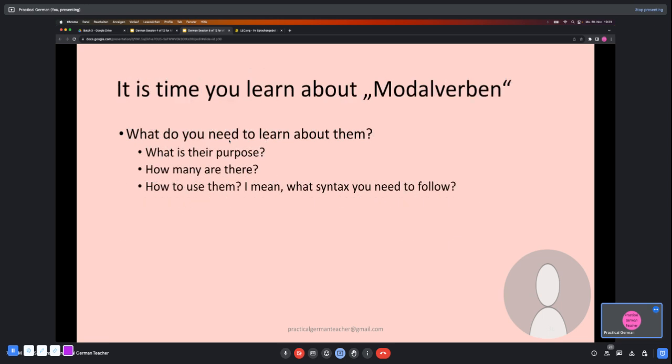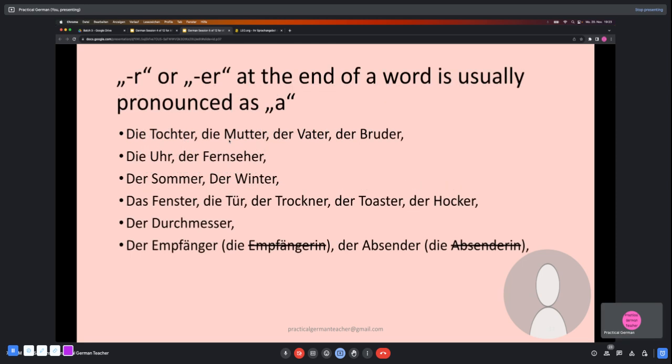Okay, please tell us the correct pronunciation of the fourth line. This one, I will let you try. Go ahead. Das Fenster, die Tür, der Trockner, der Toaster, der Hocker.